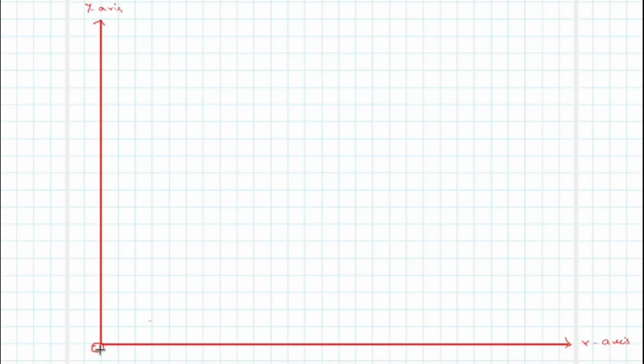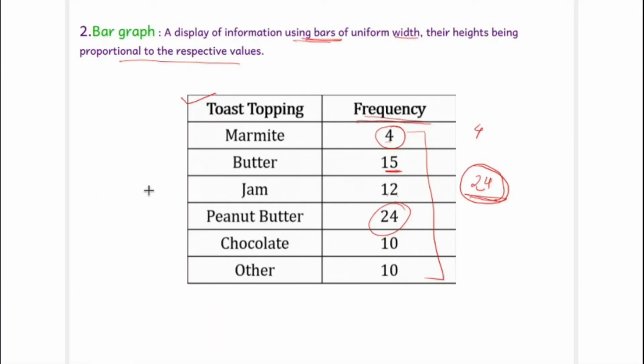So this is 0. Suppose we make it here 2, then here 4, 6, 8, 10, 12, 14, 16, 18, 20, 22, 24, 26. Up to 26 we have taken. That is enough for us. Now in x-axis we will represent the toppings.